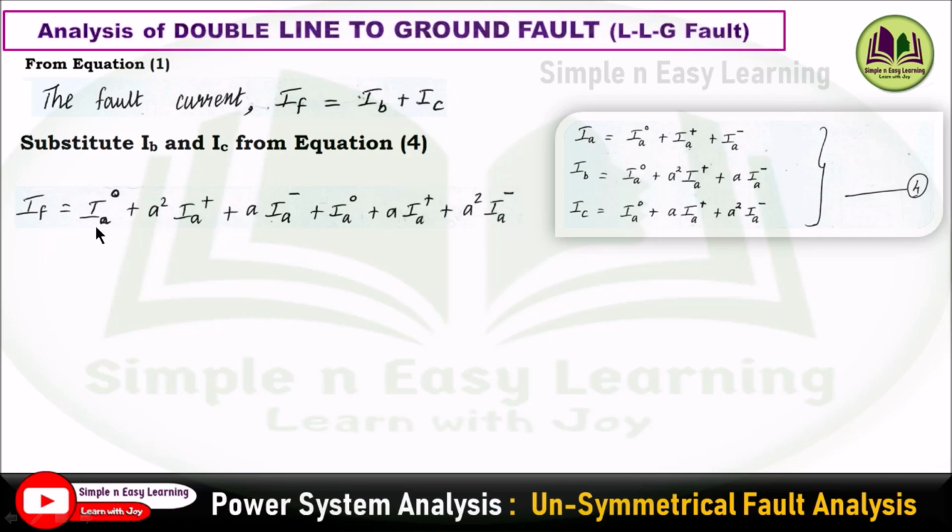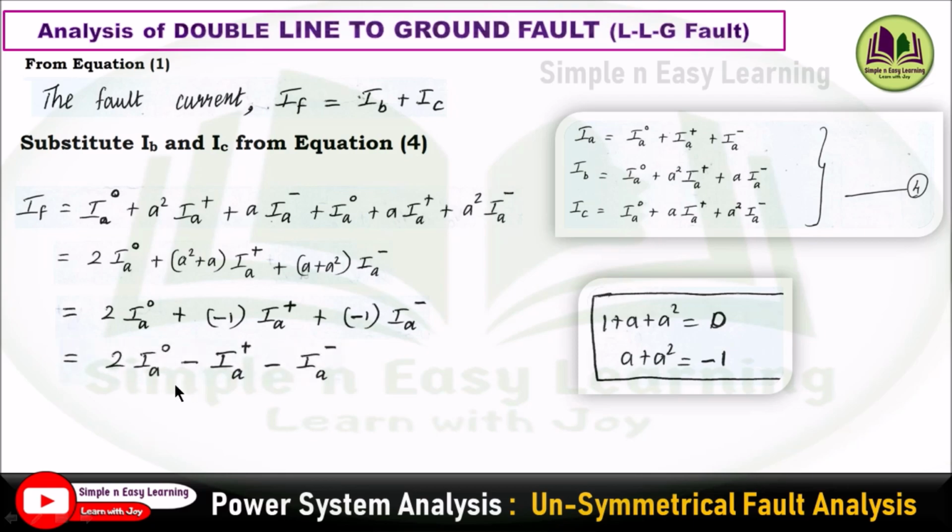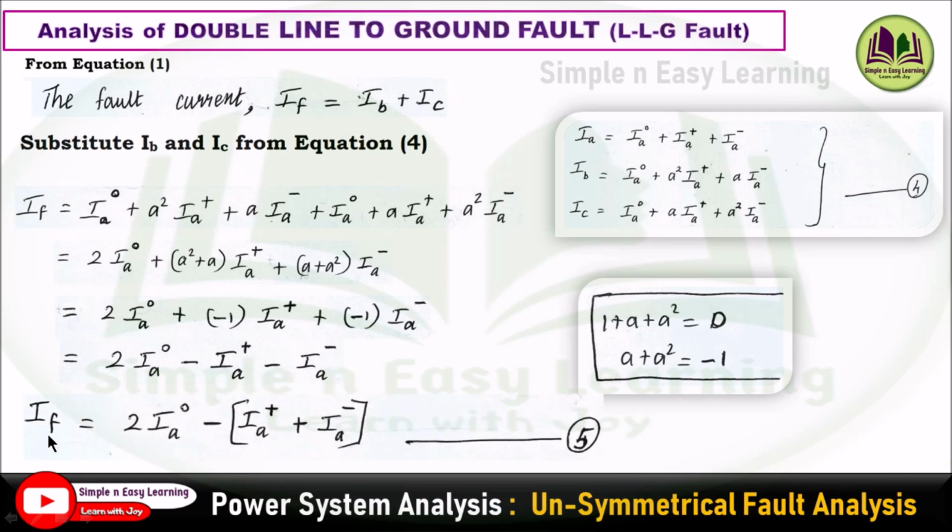So IF equal to IB term plus IC term, and in that there are two IA naught terms, so 2 into IA naught, and take IA plus as common, it becomes A square plus A, and take IA minus as common, it becomes A plus A square. And we know that A plus A square or A square plus A will be equal to minus 1. So substituting minus 1 here, it becomes 2 IA naught minus IA plus minus IA minus. Taking minus as common here, IF equal to 2 IA naught minus IA plus IA minus. So this is your equation 5.